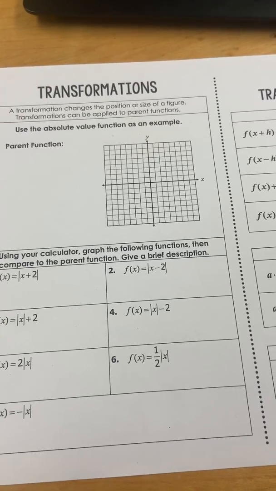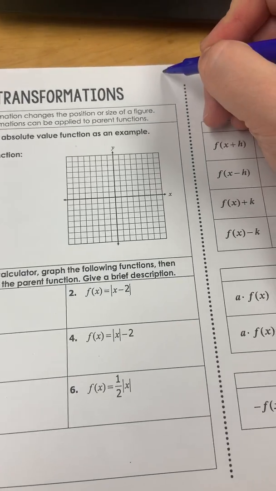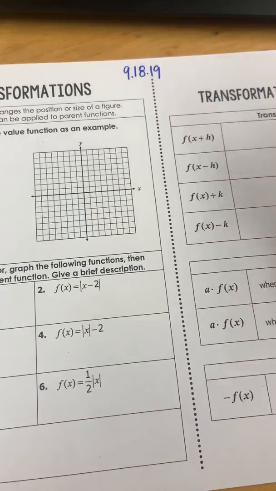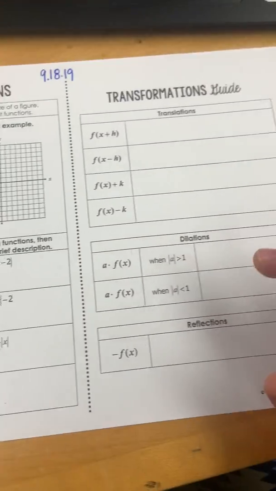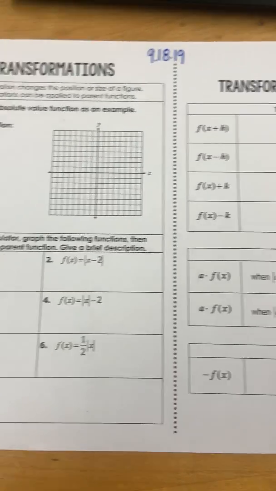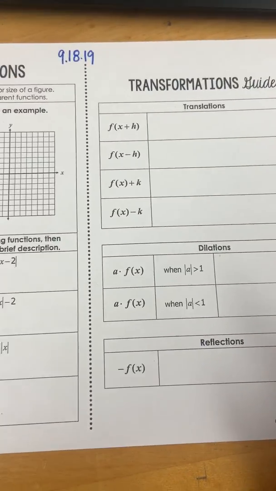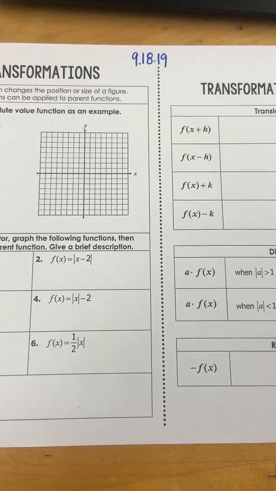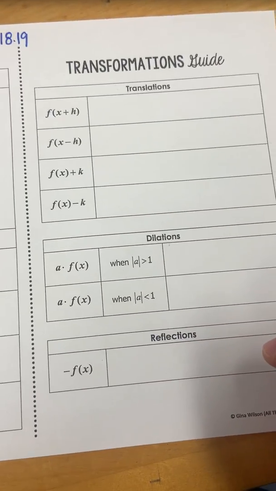Hi again, it's me. This is part 2 of our notes today on 9/18/19. I am passing out, or you should have this paper. If you don't have this paper, you can stop the video right now and grab this paper. At this moment, we're going to work on the right side where it says transformation guide.